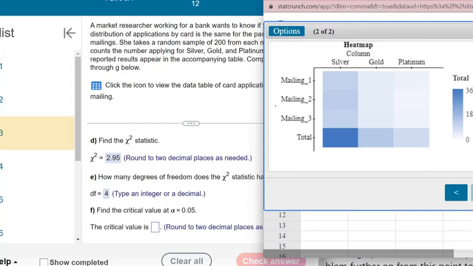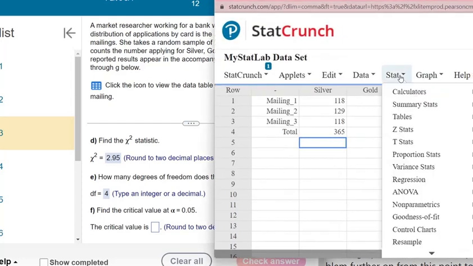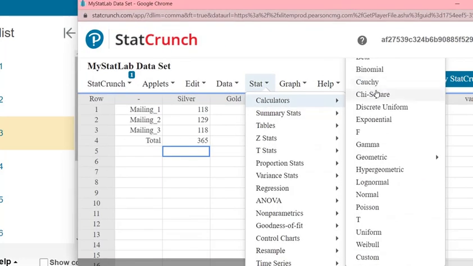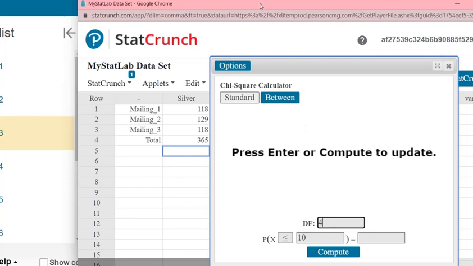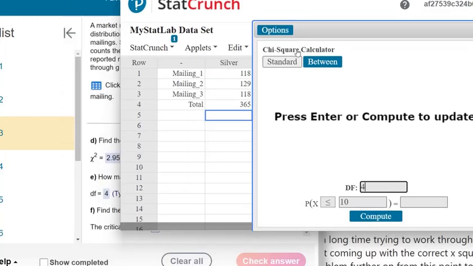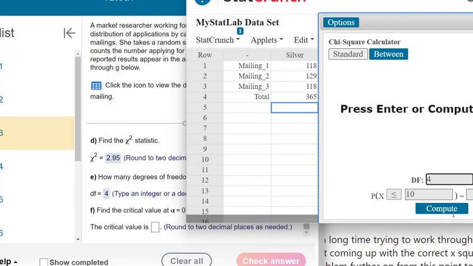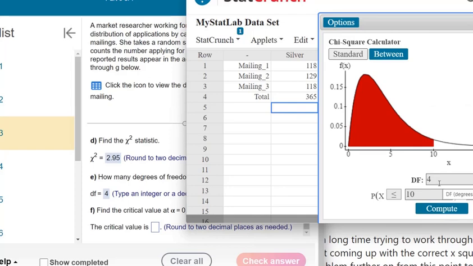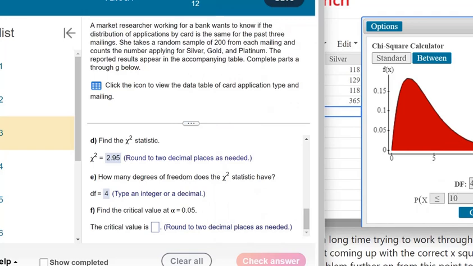They didn't even give us a critical value. That's okay. We can get it, though. You can go to stat calculators. It's off screen here. And then there's a chi-square calculator. And then we want degrees of freedom of 4. I think whatever StatCrunch gave us would be wrong. And then we don't want between. We want standard. What's our alpha? 0.05.